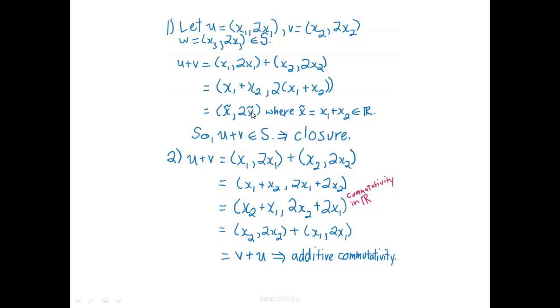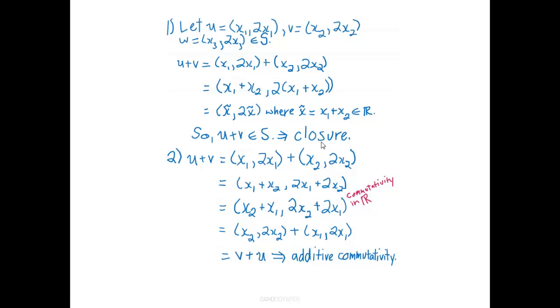Factorize out my 2. I end up with (x1 + x2, 2 times (x1 + x2)), which equals (x wiggle, 2x wiggle). x wiggle equals x1 + x2. x1 is a real number, x2 is a real number. The sum of two real numbers is a real number, so x wiggle must be a real number. Therefore, my final vector is in S. Therefore, closure under addition holds.